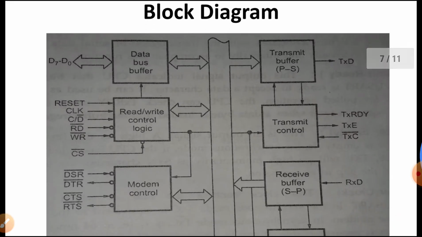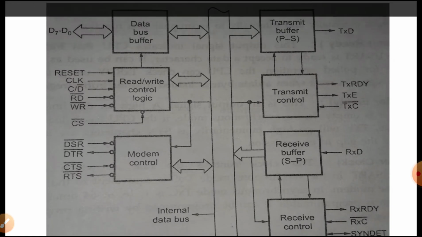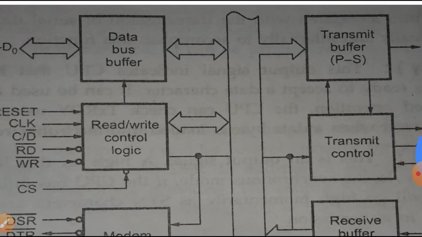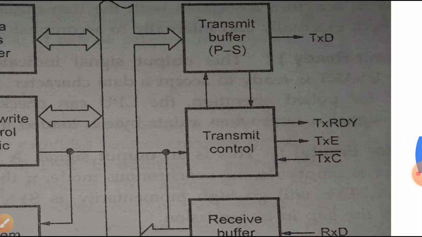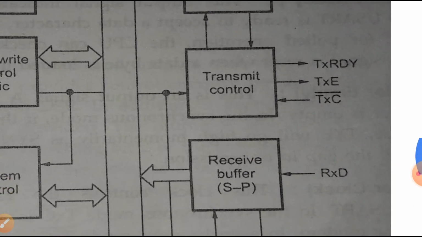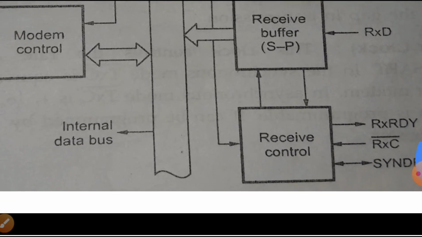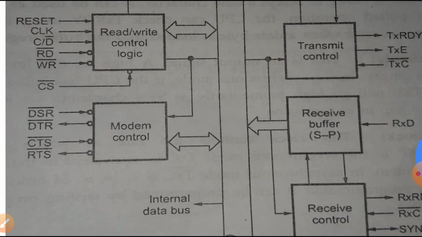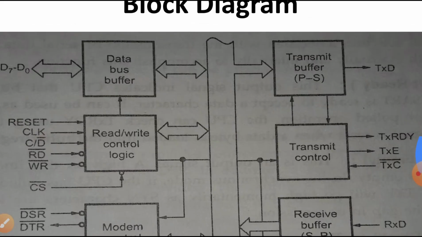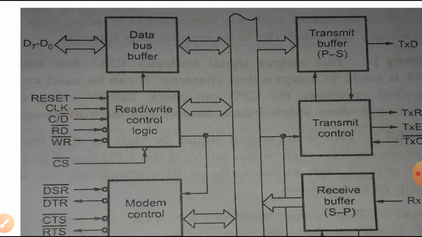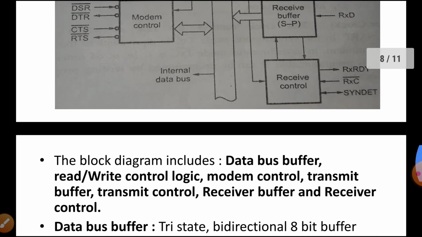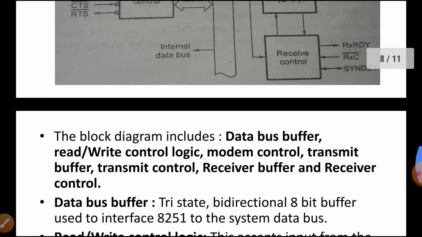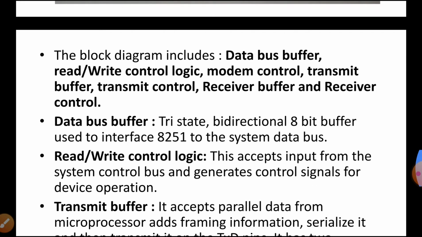Now, as far as the block diagram is concerned, it has 7 blocks. The first block is the data bus buffer, then read/write logic and the modem control. The fourth one is the transmit buffer, then transmit control, receiver buffer and receiver control. All these blocks are connected with the internal data bus, and different lines are connected to the different blocks. Since it includes 7 blocks, first of all we will discuss the data bus buffer.